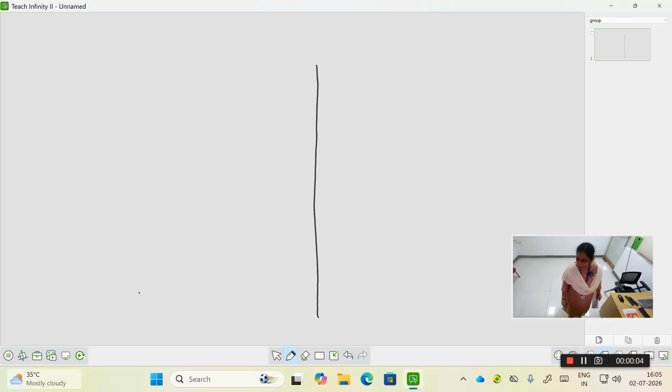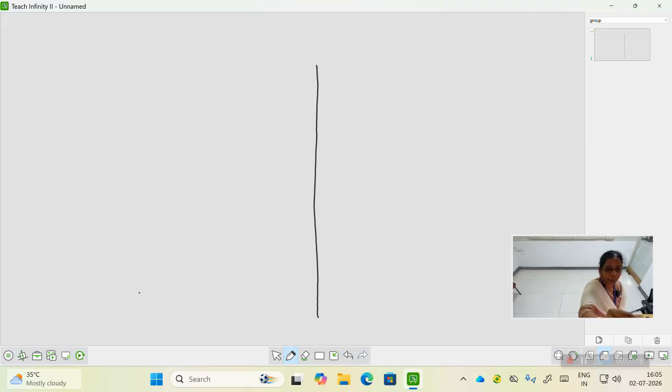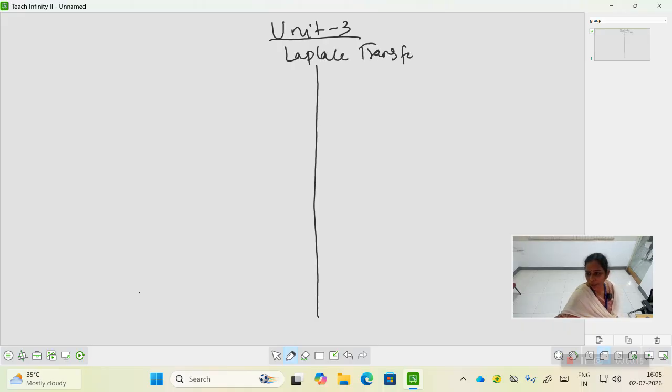Our third chapter is Laplace transform, unit 3. Students, this is Laplace transform. As usual, I'll give some basic definitions and then I'll take you to the problems one by one. Number 1, actually, what is the use of this Laplace transform?